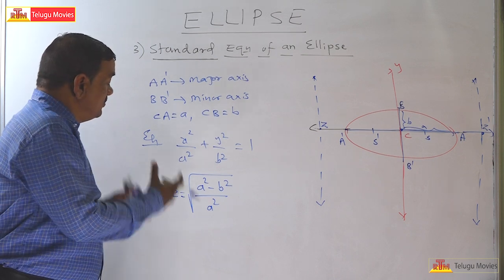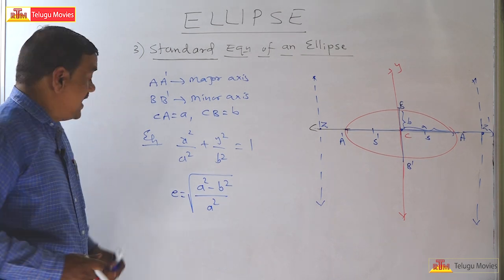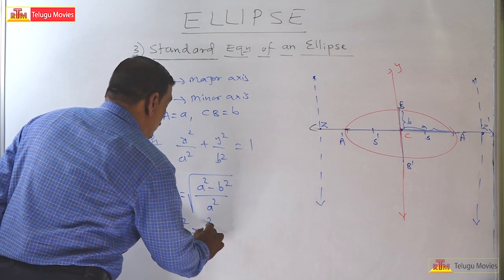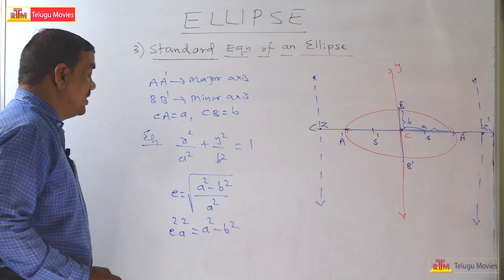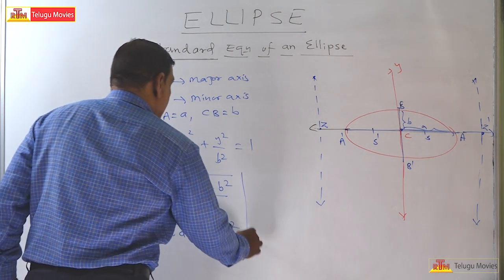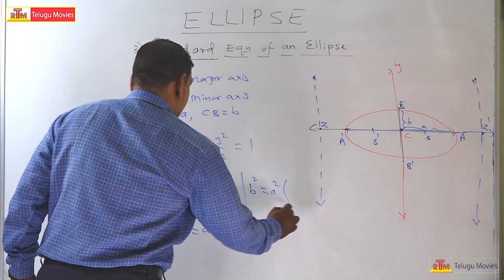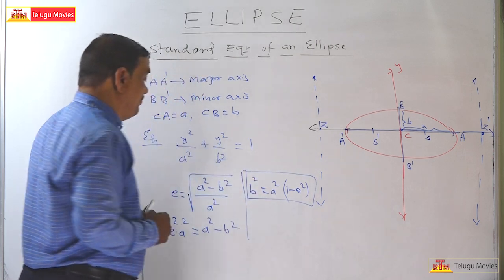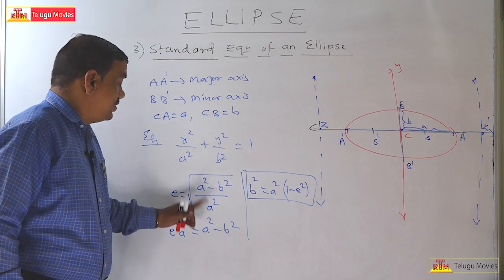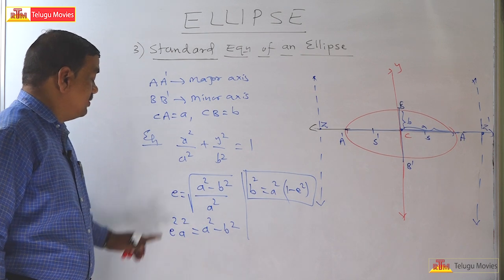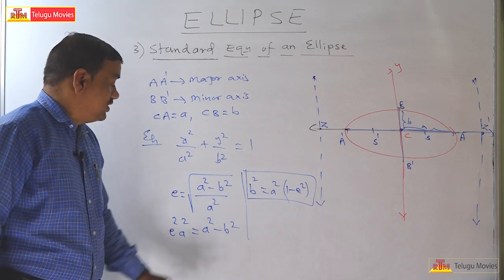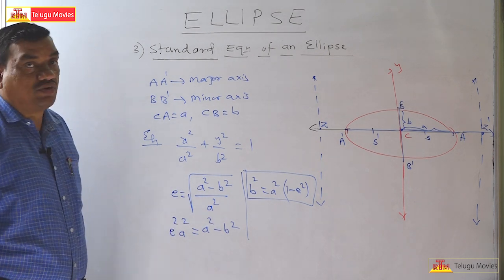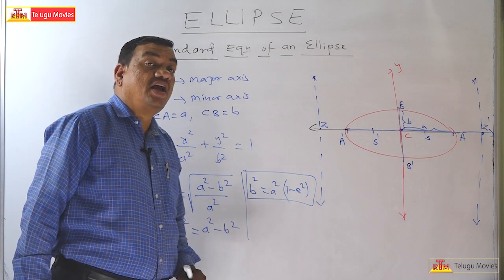This relation can also be remembered as follows. Squaring on both sides, e square a square is equal to a square minus b square. Taking b square to the left-hand side, b square is equal to a square into 1 minus e square. So e square is equal to a square minus b square by a square. Cross multiplication gives e square a square is equal to a square minus b square. Take b square to the left-hand side and a square to the other side: 1 minus e square. This is the relation between a and b.